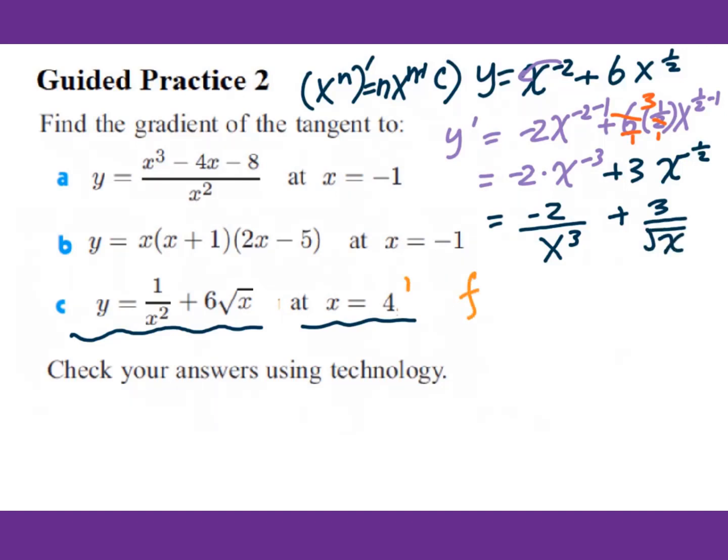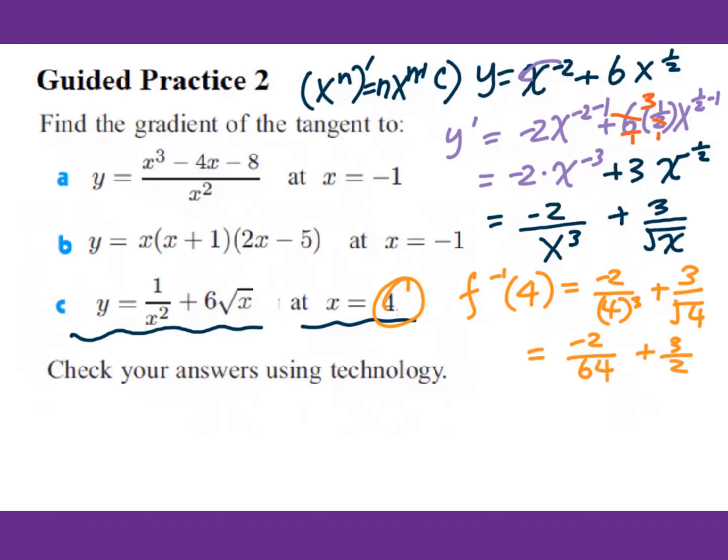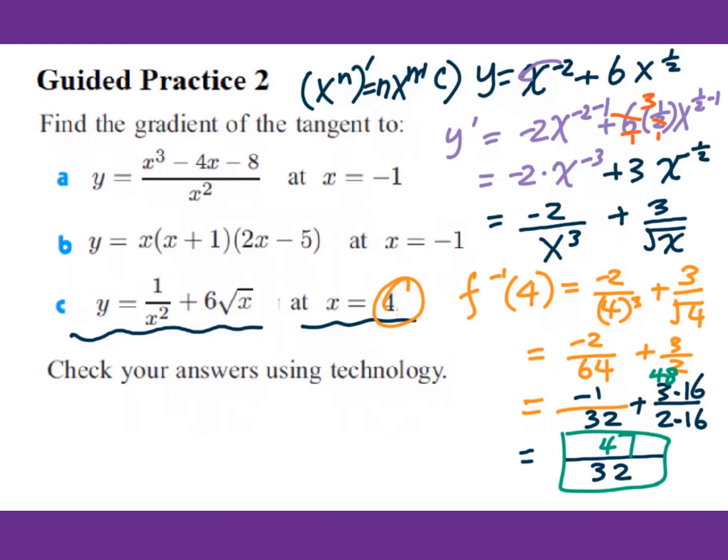Then we need to plug in 4 into this derivative function. So we get negative 2 over 4 to the third power plus 3 square root of 4. That is negative 2 over 64 plus 3 over 2. Reduce. You will get negative 1 over 32 plus 3 over 2. Try to get the LCD, that's 32. So we get 3 times 16, the denominator is 32. 3 times 16, that's 48. Negative 1 plus 48, that's 47. So this will be the gradient of the tangent line for this C.